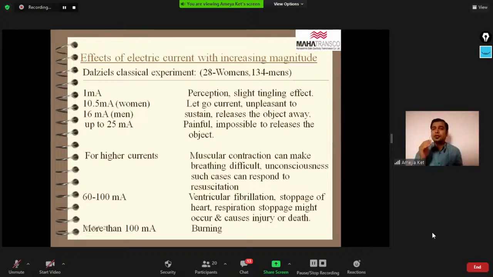If the current is higher, it leads to muscular contraction and can make breathing difficult. It causes unconsciousness, though such cases can respond to resuscitation. At 60 milliampere to 100 milliampere, it causes ventricular fibrillation, stoppage of the heart, and maybe respiratory problems. And at more than 100 milliampere, it may have a burning effect on the human body, and if we go beyond that, it will turn to ashes. I have intentionally added this slide so that we know what happens if earthing is absent and we experience currents ranging from 1 milliampere to 100 milliampere. On the other hand, as discussed earlier, earthing is very important for the safety of the person, the safety of the equipment, and also for the system's sake.